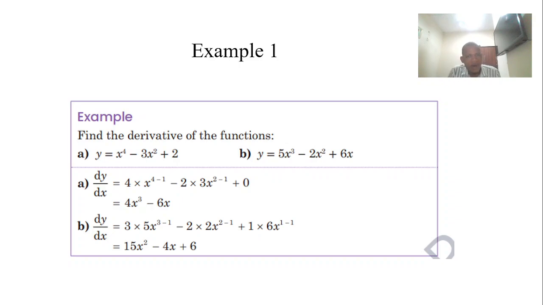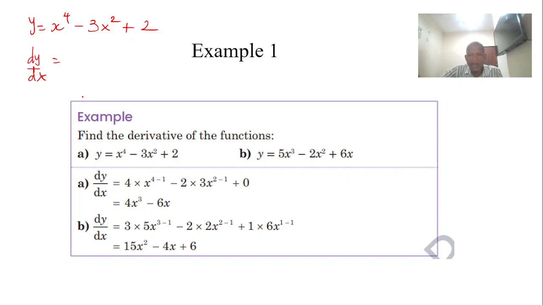Find the derivative of the functions. Let's solve it here. I have y equal to x to the power of 4 minus 3x squared, then plus 2. Now this function has sum and difference, plus or minus, and of course it's a polynomial function. How do we differentiate a polynomial function that has a combination of plus or minus? You have to differentiate each term individually.